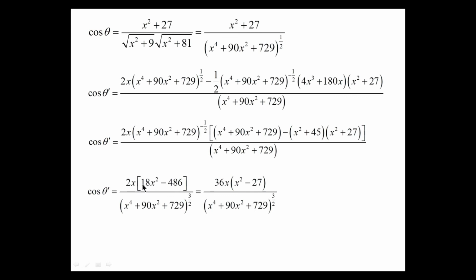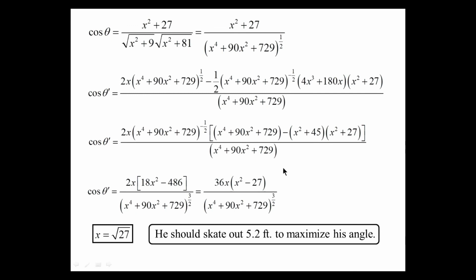Now we'll factor out what comes out of here. Well, an 18 comes out of there. Just take out the 18. I take an 18 out of 486, you get 27. And now we're going to minimize this cosine. So we'll set this derivative equal to 0, which means set this numerator equal to 0, which means x could be 0, which is ridiculous. Or x squared minus 27 could be 0. And if x squared minus 27 equals 0, x equals square root 27. And by golly, you have to skate out square root 27, which is 5.2 feet.